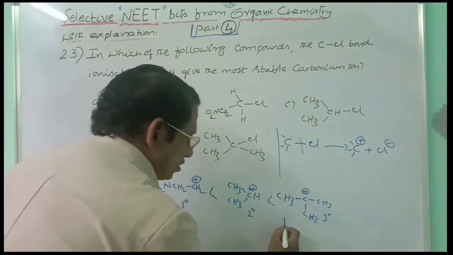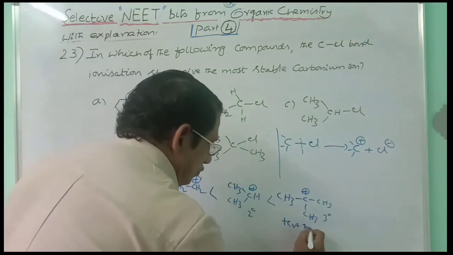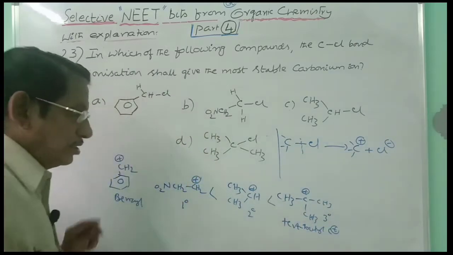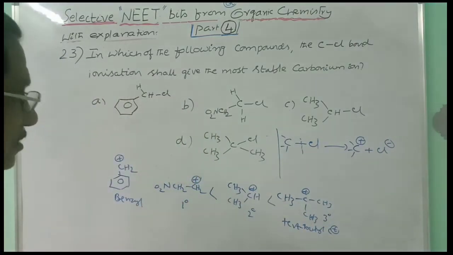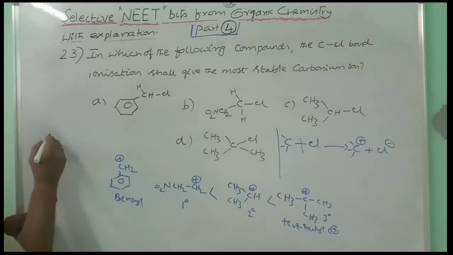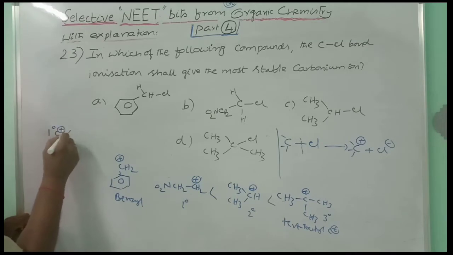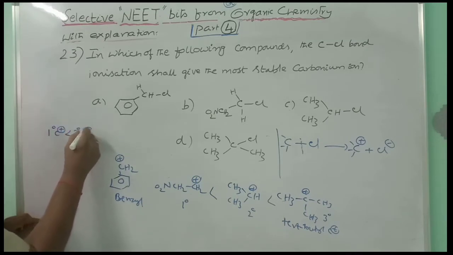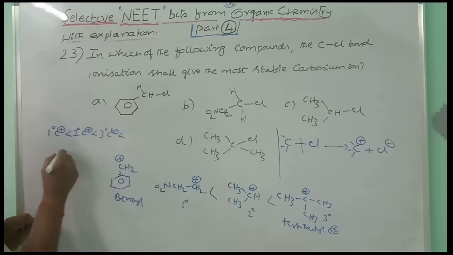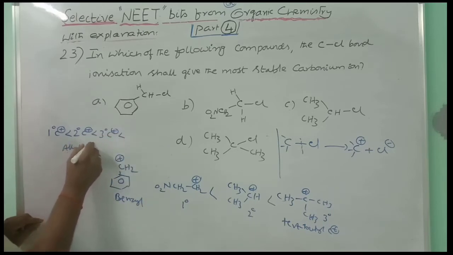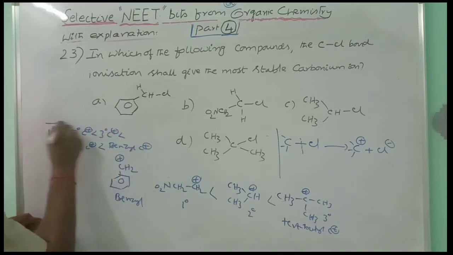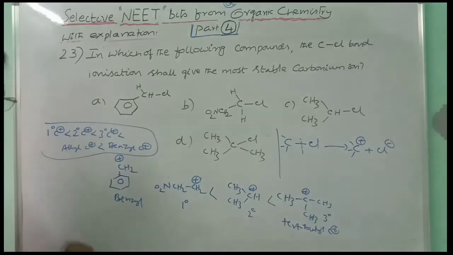This is tertiary butyl carbocation. Which is more stable? Generally, what is the sequence in the case of carbocations? Primary carbocation is less stable than secondary carbocation, is less stable than tertiary carbocation, is less stable than allyl carbocation, is less stable than benzyl carbocation. This is the actual series you have to follow. In most of the cases, this is true.